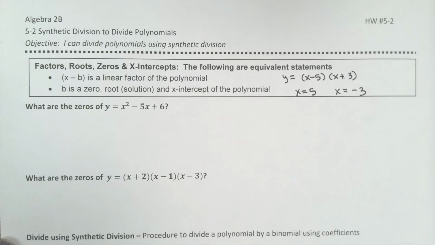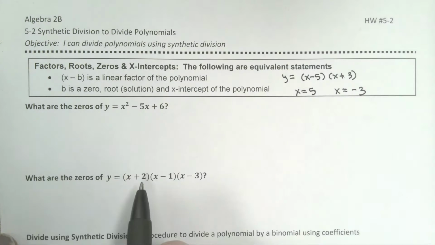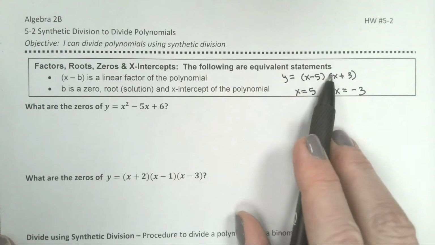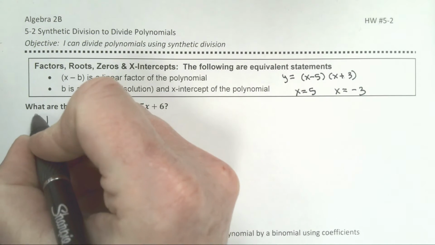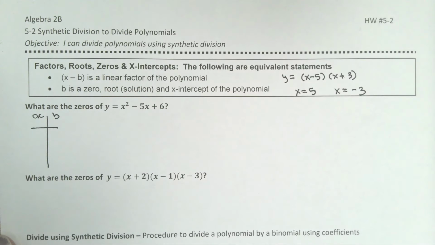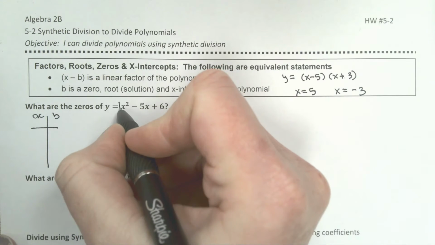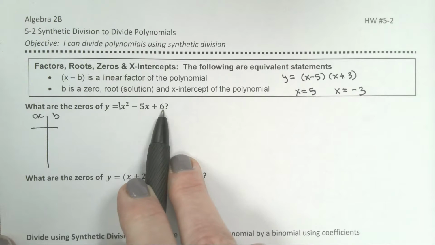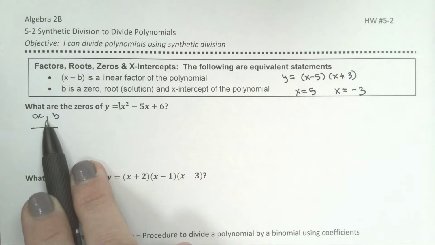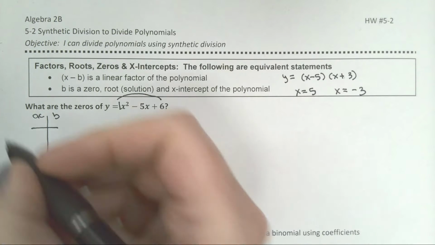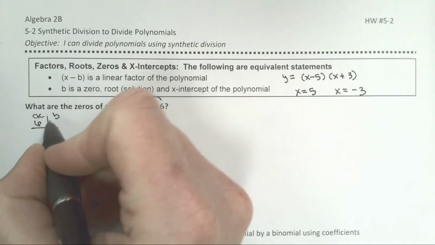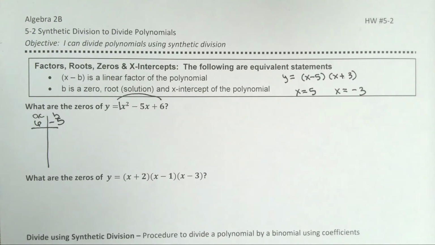It says, what are the zeros of this polynomial? So if we want to figure it out, we are going to factor it. So we're going to make an ACB chart. Remember, A is 1, B is negative 5, and C is 6. So when I make an ACB chart, I'm taking the A term times the C term. I want factors of 6 that add up to negative 5.